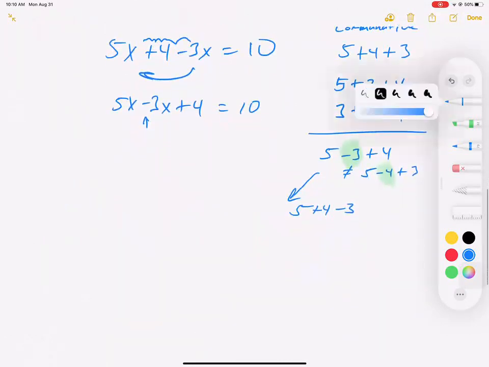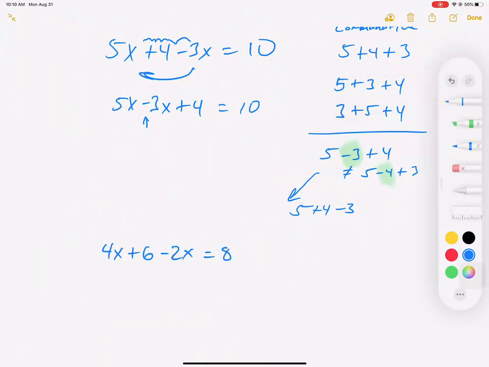So let's do one more quick problem here. If I say 4x plus 6 minus 2x equals, let's do 8. Now, if you look at this problem, I do have x, and these are like terms. These are like terms, but they're not next to each other. But it's okay because the commutative property says I can shuffle things around. I can shuffle pluses and minuses around as I want to. So we can rewrite this.